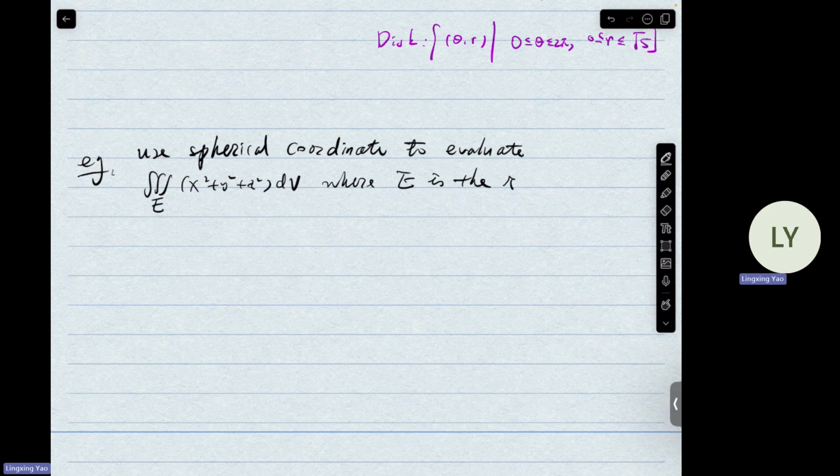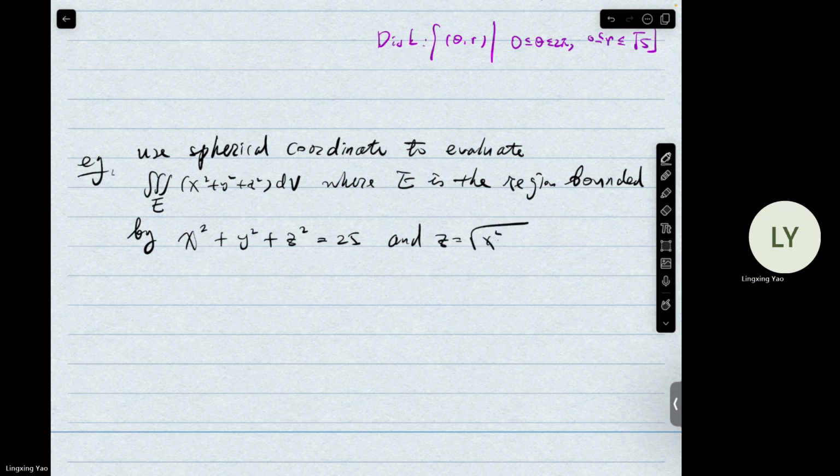is the region bounded by a ball centered at the origin with a radius 5, and the cone z equals the square root of x squared plus y squared. So how do we do that?